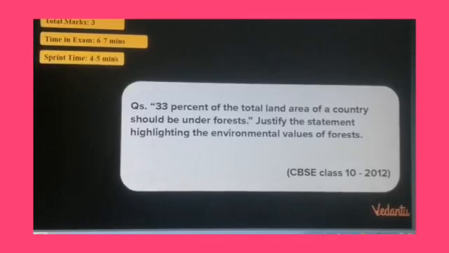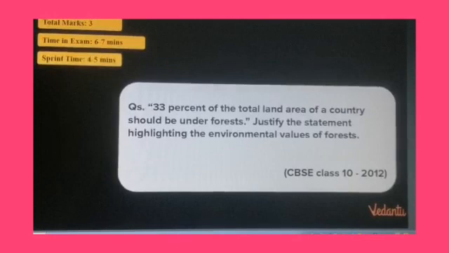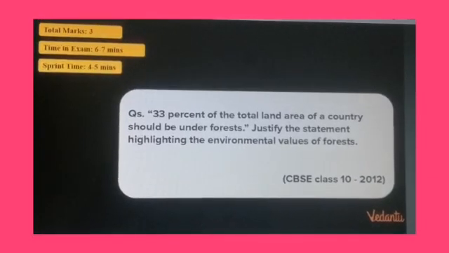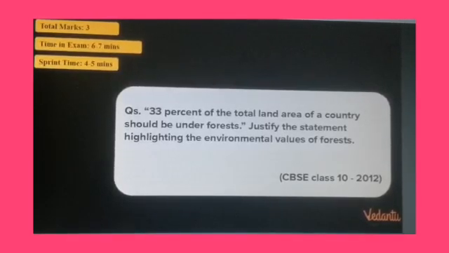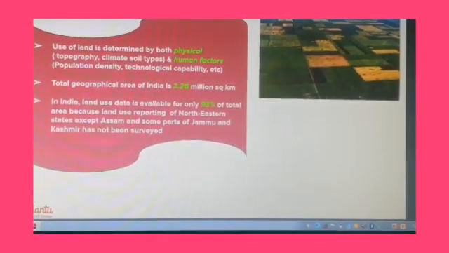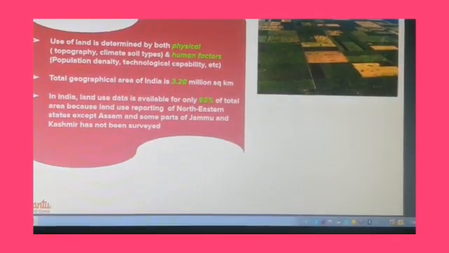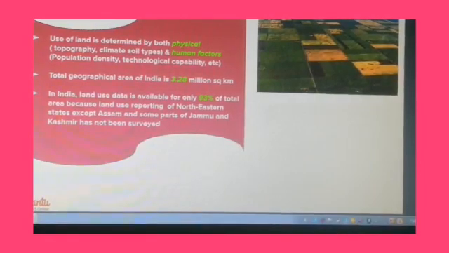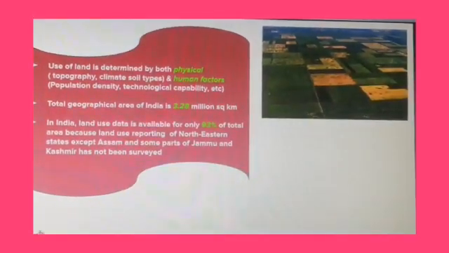The question is like this: 33% of the total land area of a country should be under forest. Justify this statement highlighting the environmental values of forest. As per the government rules and international norms, 33% of the earth should be covered with forest, but use of land is determined by both physical factors, that is topography, climate, soil types, and human factors, that is population density, technological capability, etc.